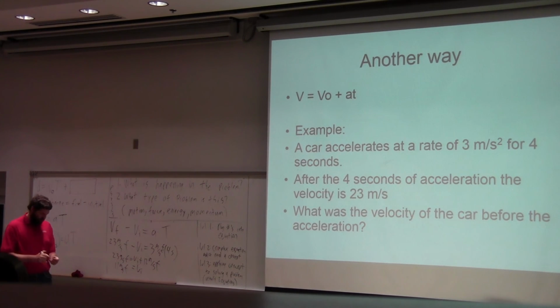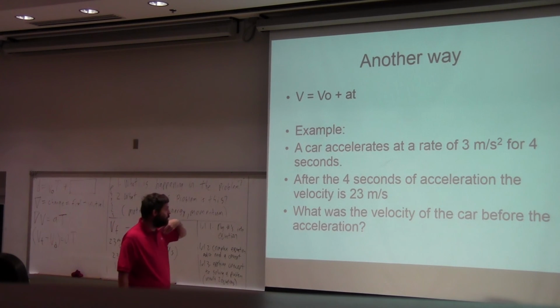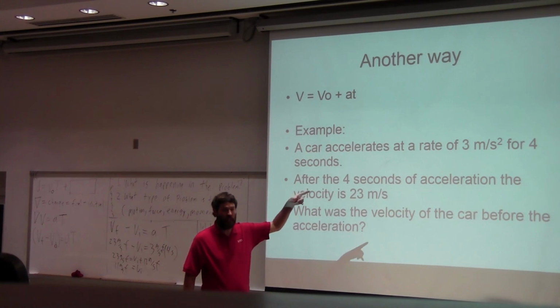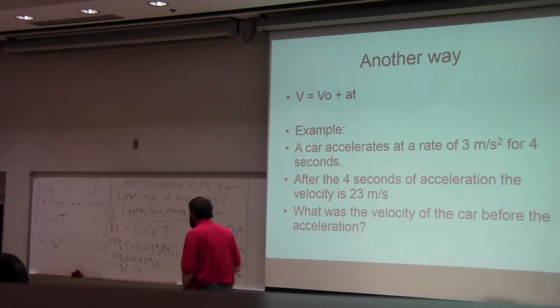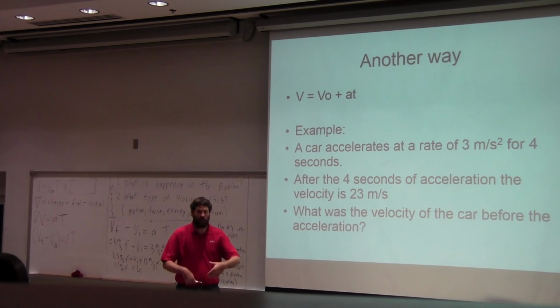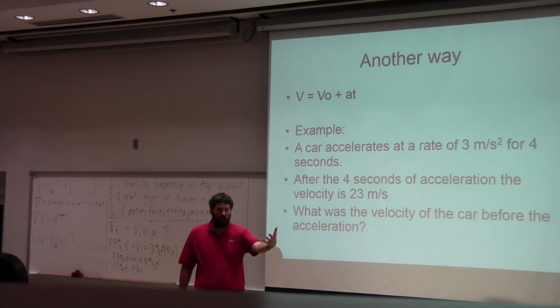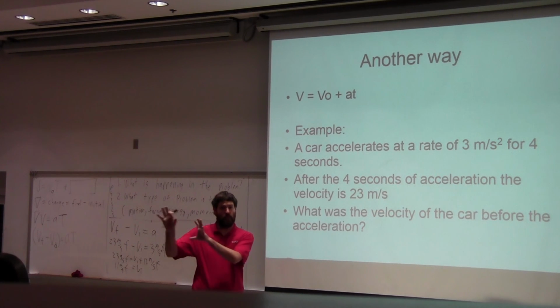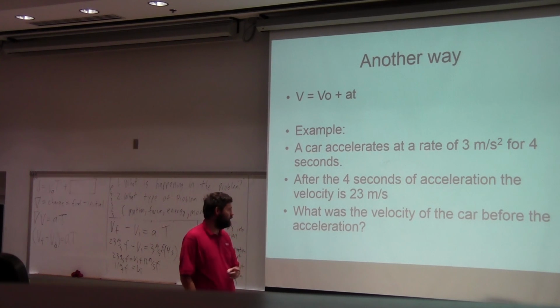If you think about it, this should make sense. If I start off at 11 meters per second, and I speed up 3 meters per second every second for 4 seconds, that's going to be 12 meters per second that I speed up. So my acceleration times time is 12 meters per second. That's how much I sped up. That was my change in velocity. So that means my final velocity is going to be my initial velocity plus my change, which is 12. So 11 plus 12 is 23, which is the final.